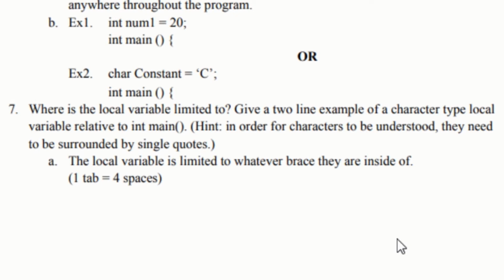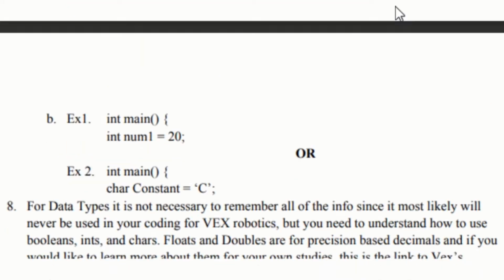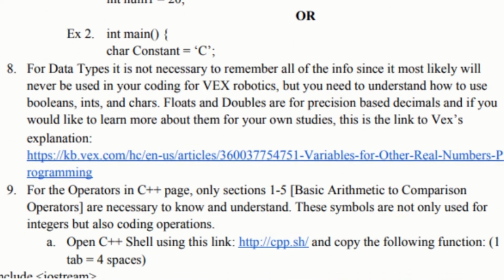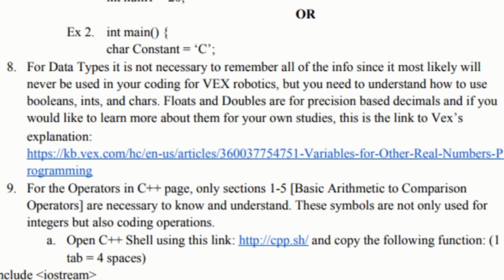The local variable is limited to whatever brace they are inside of. Example 1, integer main, int number 1 is equal to 20, so only in that int main function will int number 1 be equal to 20. If you have int main 2, and you define int number 1 to be 40, then it will give the answer to be 40 only in int main 2. Example number 2 for characters, int main, character constant equals 'c'.